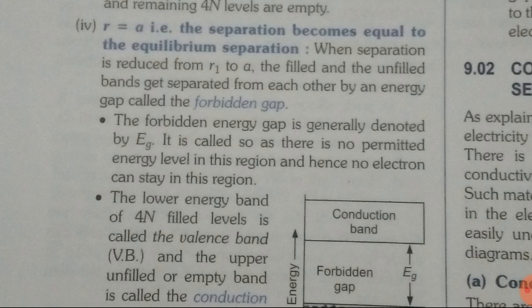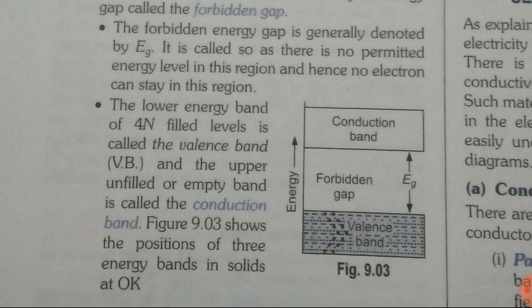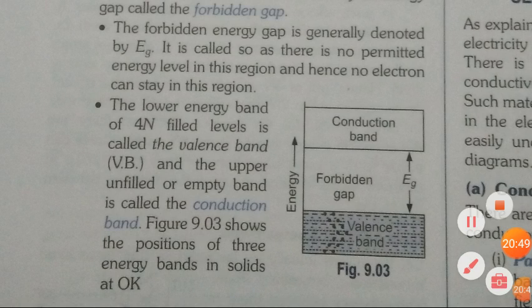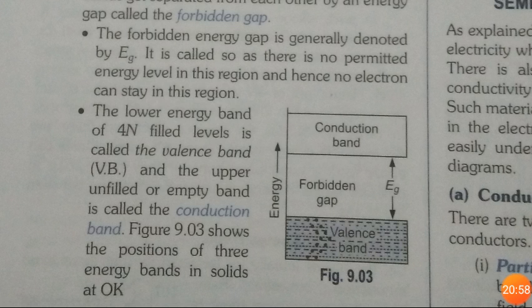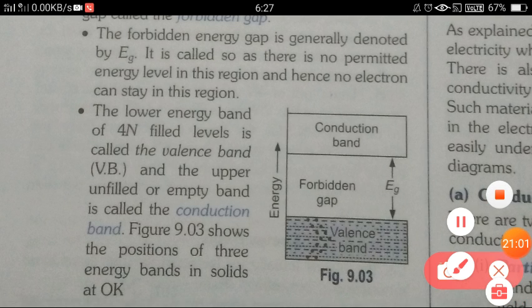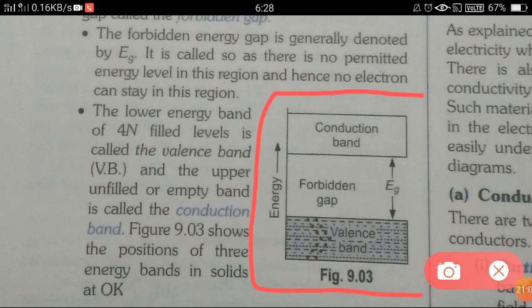When R equals to A, that is, the separation becomes equal to the equilibrium separation, so that time what happened? The filled and unfilled bands get separated from each other by an energy gap called the forbidden gap, and two bands are formed here. First is the valence band and second is the conduction band. So here when the separation between the atoms becomes equal to the equilibrium separation, clearly two bands appeared. One is the valence band, second is the conduction band. Between the valence band and conduction band there is a forbidden gap.